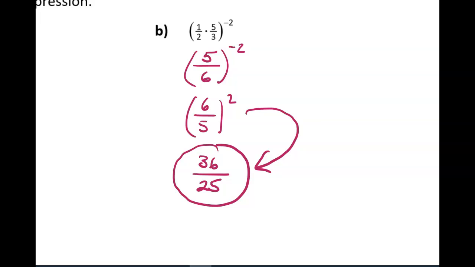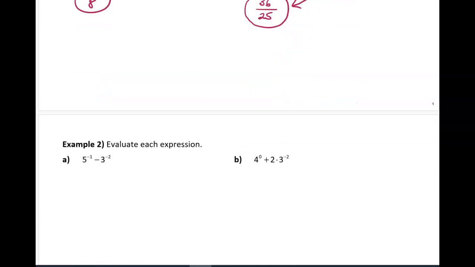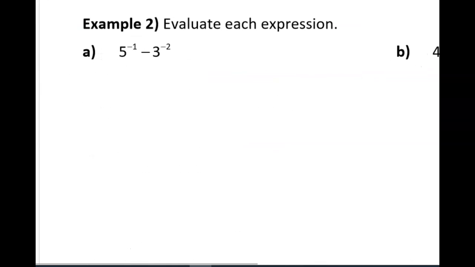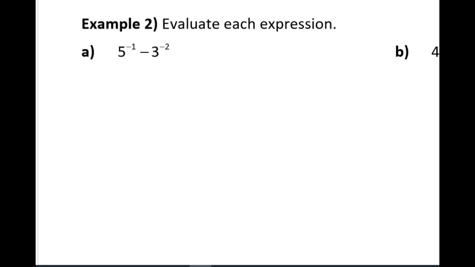Remember that when you get 6/5 squared, that means 6/5 times itself. 6 times 6 is 36. 5 times 5 is 25. All right, let's continue on. Now we're going to add some more operations here. Here we have a subtraction and 2 exponents. The exponents have to be done first.